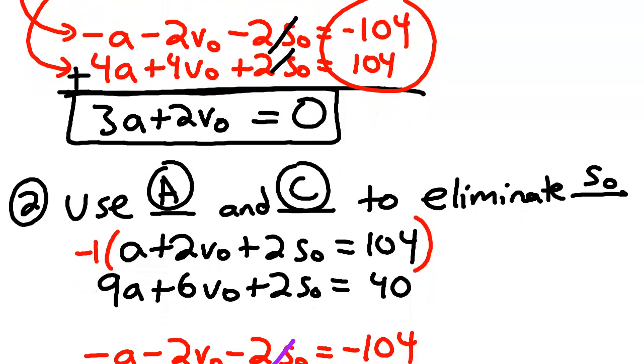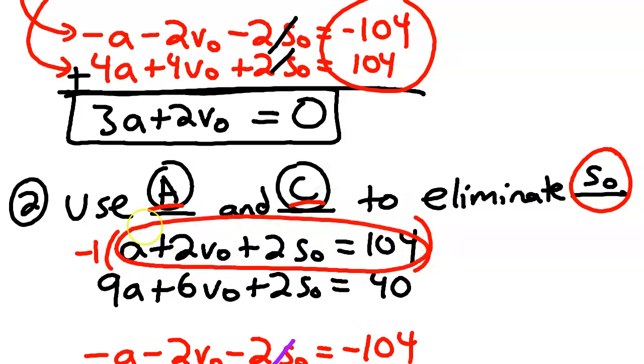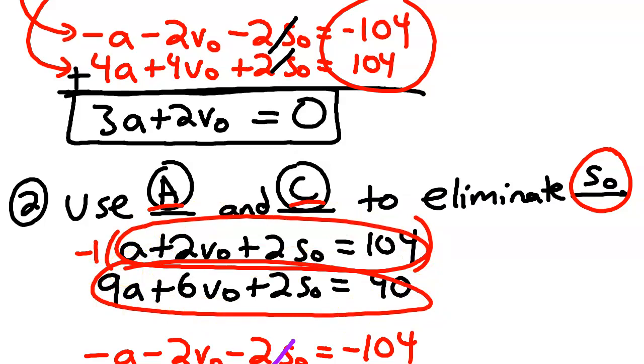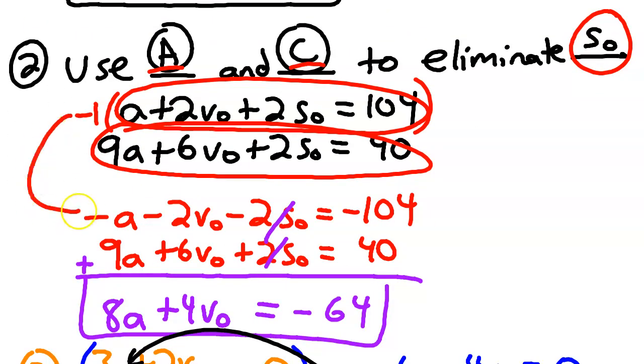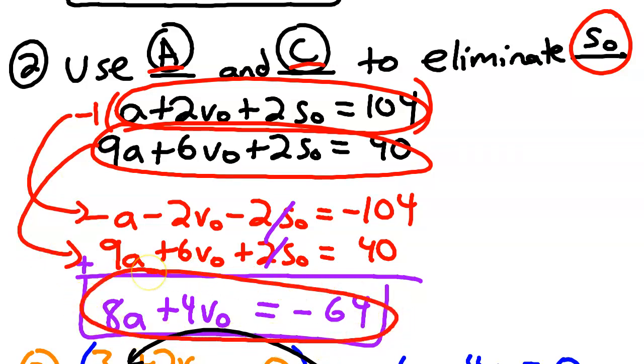Step 2, use a different pair of equations to eliminate the same variable. So I have to eliminate s sub 0 again, and I chose to use A and C to eliminate s sub 0. So again, here's equation A, here's equation C. I'll do the same thing I did in step 1 to get s sub 0 to cancel out. Multiply the top equation by -1, right? So we get this. The bottom equation I don't have to modify, so I just copy it down. Add those two equations together, we get this result. S sub 0 cancels out, we end up getting this.